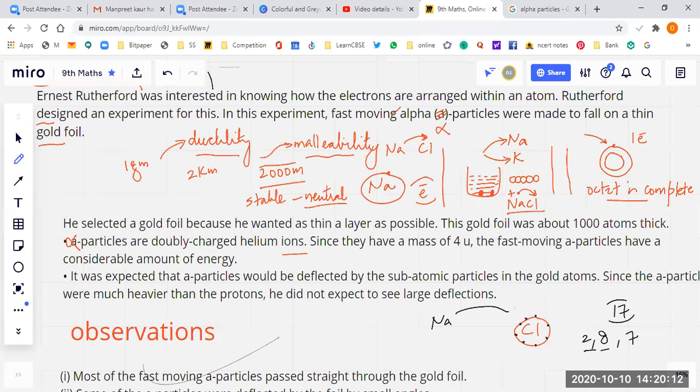Before acceptance of this electron, the chlorine was electrically neutral. But when the excess electron has come, what will be the charge of chlorine? Negative. Negative charge. Why? Because the electron has a negative charge.